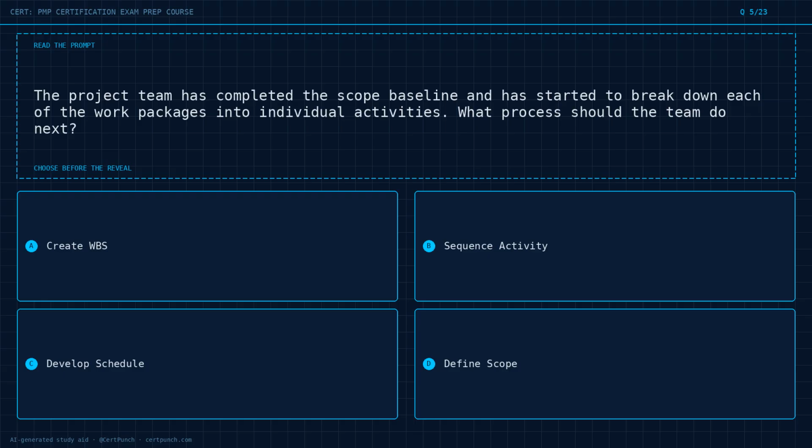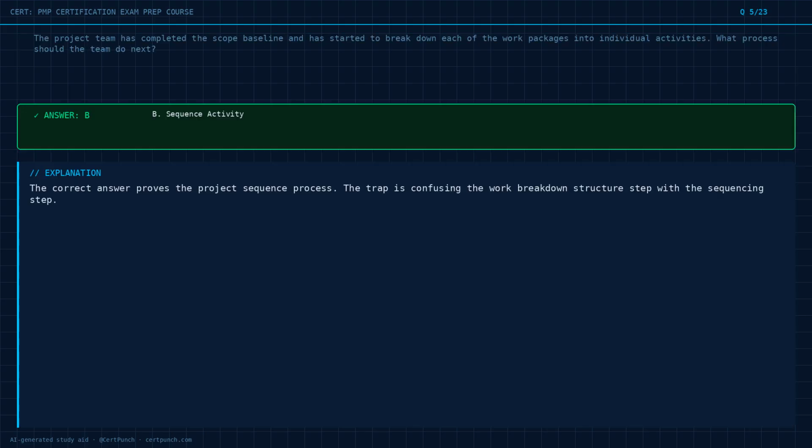Choose the best answer before the reveal. Commit to it now. The answer is option B. Reasoning. The correct answer proves the project sequence process. The trap is confusing the work breakdown structure step with the sequencing step.